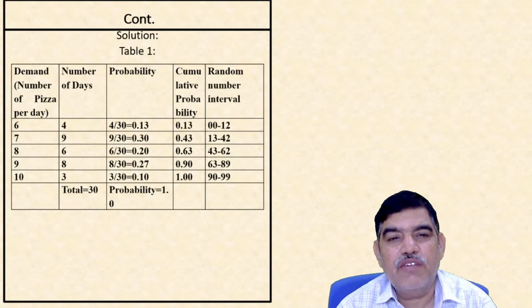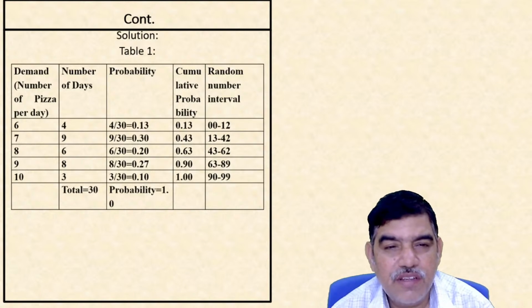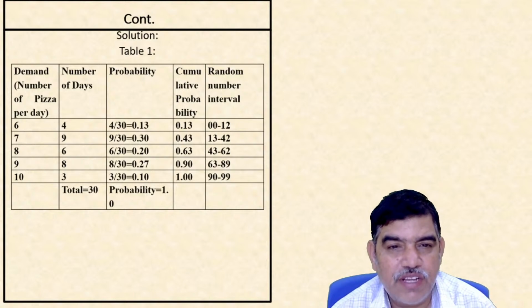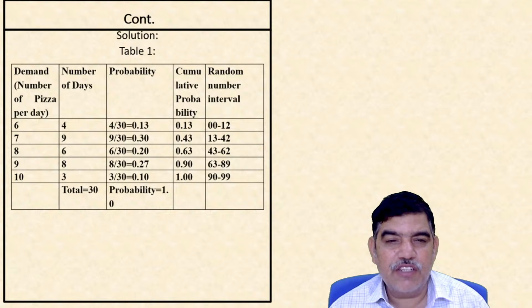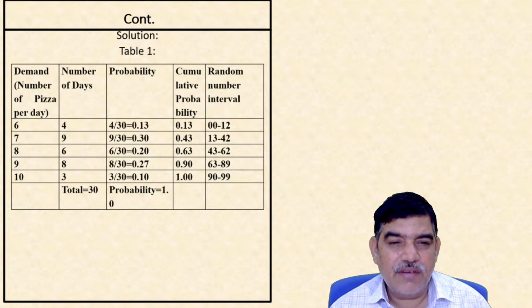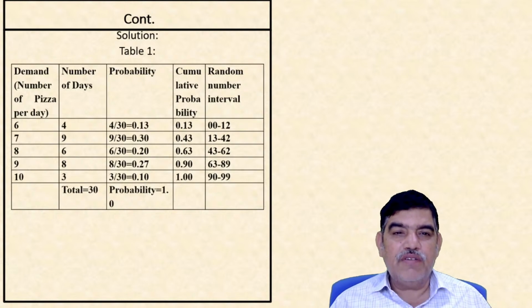Then we have to calculate the cumulative probability, CP. How do we calculate the cumulative probability? From the initial point, that is 0.13, in the second, 0.13 plus 0.30. What is the cumulative probability? That is 0.43. 0.43 plus 0.20, that is 0.63. 0.63 plus 0.27, that is 0.90. And then if we add 0.10, we finally get 1.00. So that is the cumulative probability.